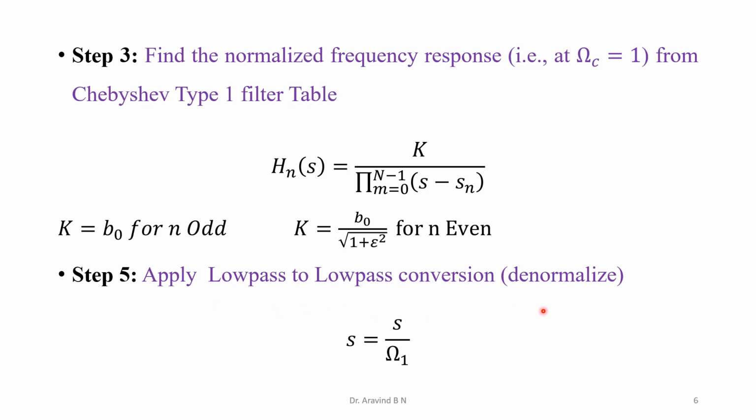The last step, apply low pass to low pass conversion. We call it the denormalization procedure. It can be done by using s replaced by s divided by omega 1. In the H of s that we obtained as the normalized filter response, if we substitute s divided by omega 1 in place of s, then we get the final filter response. Since we are calculating the low pass filter, we call that low pass to low pass conversion.